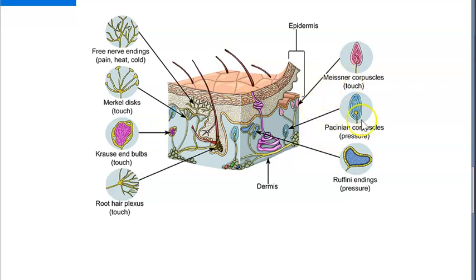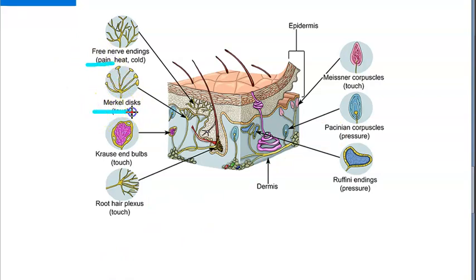Then you have Pacini. Pacini also you should remember, these are deeper. These are located deeper in weight-bearing surfaces. So Meissner's they have shown on top, Pacini is deeper. This you should know. For pain and all, you have a lot of nerves.